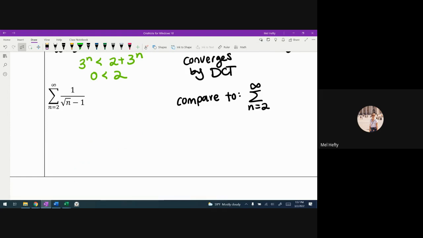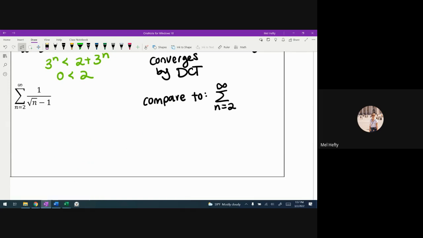All right, what would you guys compare it to? Ooh, I like that idea of simplifying that. So we're dropping the -1. Also notice my series starts at n equals 2. Again, that's because the first term, if I used n equals 1, would be undefined.